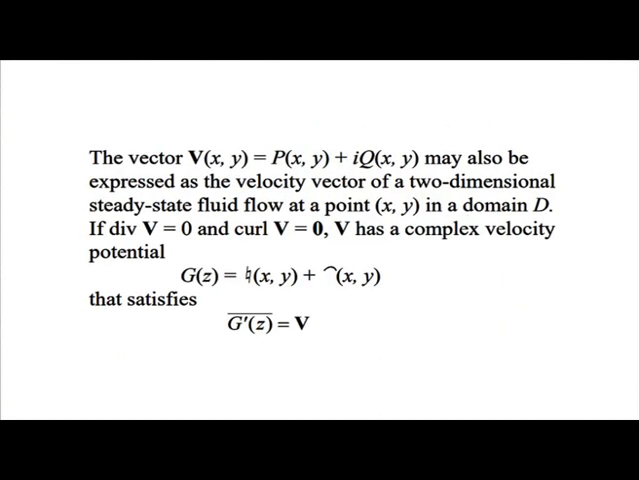The vector field V of x, y is equal to P of x, y plus i Q of x, y may also be expressed as the velocity vector of a two-dimensional steady state fluid flow at a point x, y in a domain D. If divergence of V is equal to 0 and curl of V is equal to 0, then V has a complex velocity potential g of z is equal to phi of x, y plus i psi of x, y, that satisfies the conjugate of g dash z is equal to the vector V.